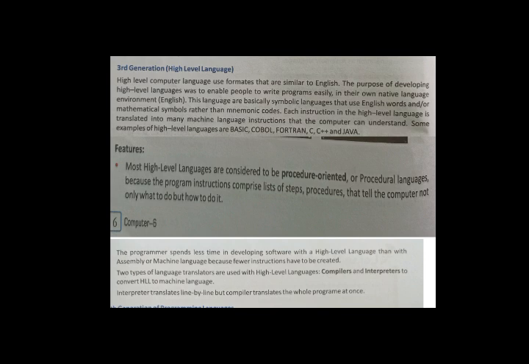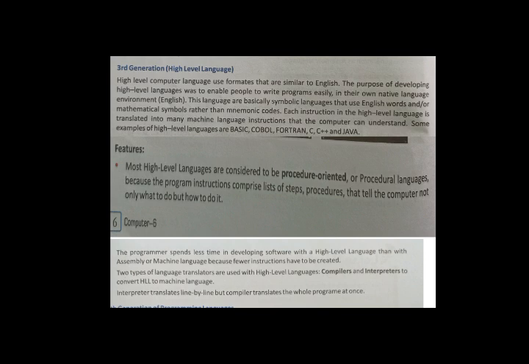Every instruction in the high level language is translated into machine language instructions that the computers can understand. Some examples of high level languages are Basic, COBOL, Fortran, C, C++, and Java. There are some features of third generation languages also. Most high level languages are considered to be procedure oriented or procedural languages because the program instructions comprise a list of steps, procedures that tell the computer not only what to do but how to do it.